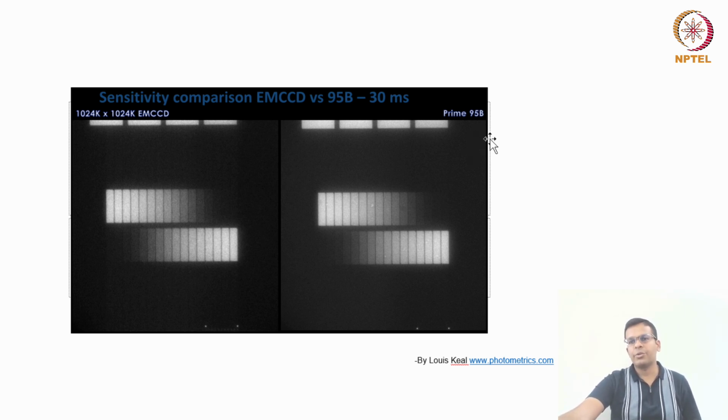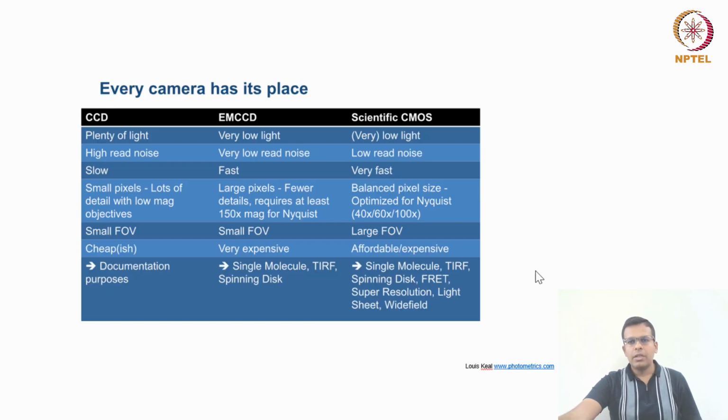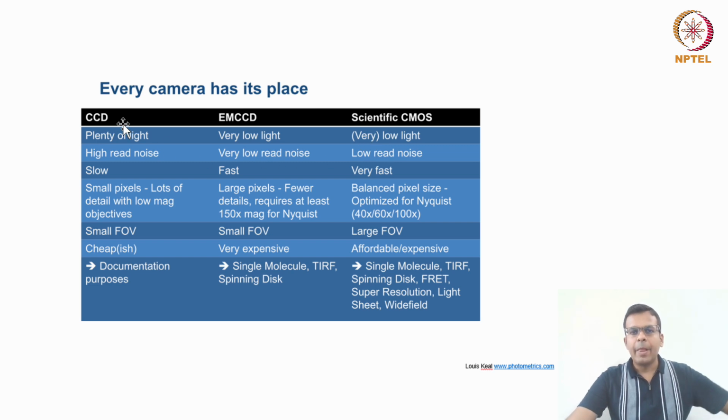Even low fluorescence can be detected because of the 95% quantum efficiency. Here you can see some comparison between CCD, EMCCD and scientific CMOS cameras. Every camera has its own place, with some advantages and some disadvantages. If you compare the price, obviously the EMCCD and sCMOS are on the expensive side, whereas CCD is comparatively cheaper than the EMCCD and sCMOS.